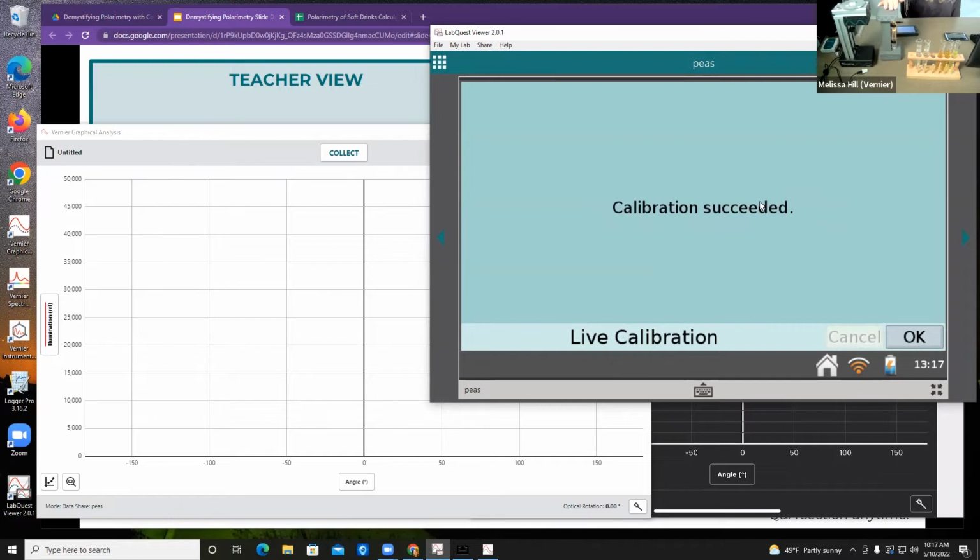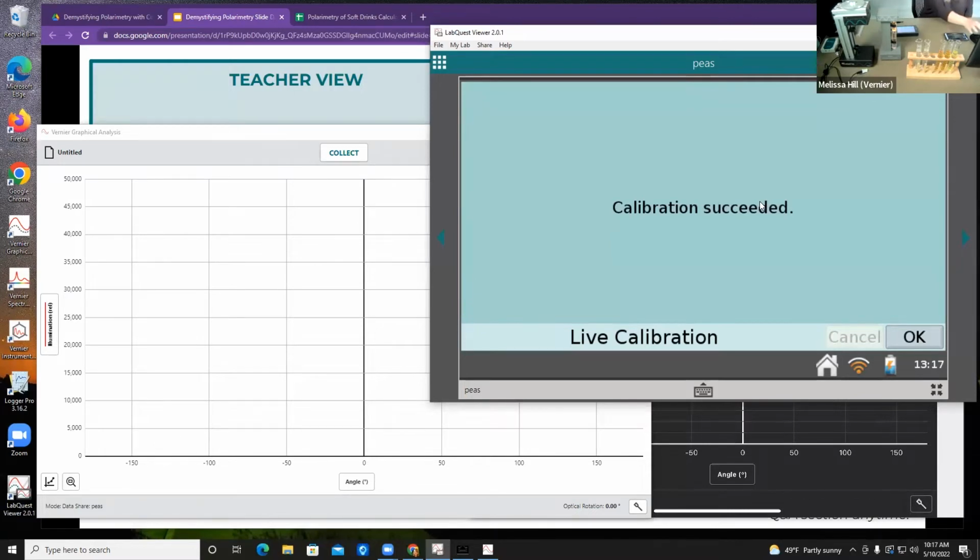And then at the top up here is where the analyzer is. And this is where the polarizing filter is rotating. The Go Direct version has a motor in it that's running for you. The older version has this manual analyzer. So students actually have to manually move it with their fingers.